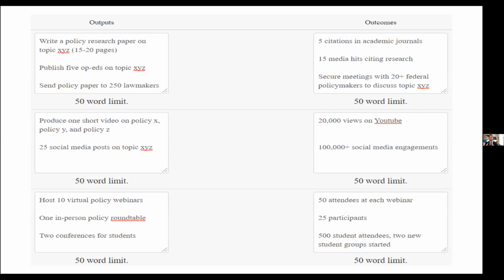The goals being in the outcomes section. So those are media hits and views on YouTube, participants at my roundtable event, student attendees at my conferences. These are my big goals for what I'm going to accomplish if I was to receive an Atlas Network grant. So again, make sure that these are your longer term goals and what you think are going to be the actual outcomes of this project.